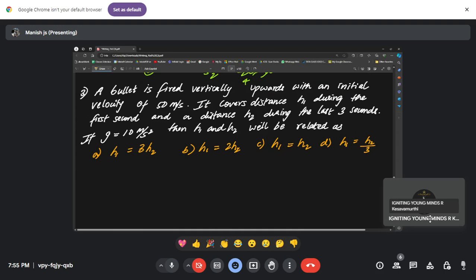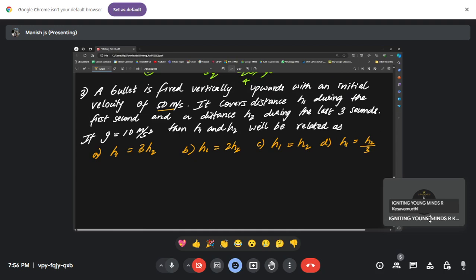Okay. So how do we basically approach this question? Again, try to understand the given scenario. Read the question. A bullet is fired vertically upwards with an initial velocity of 50 meters per second. So you have some initial velocity, right? Which is 50. It covers some distance, that is h1, during the first second, and h2 distance during the last 3 seconds. Now, having this information, you will have to relate h1 and h2.